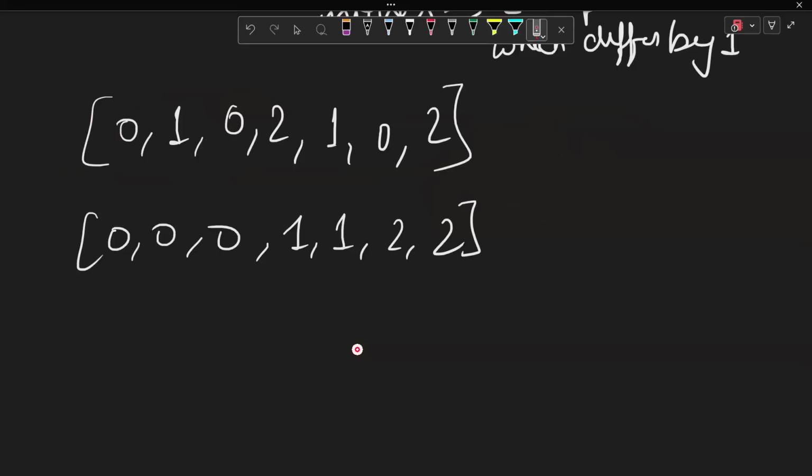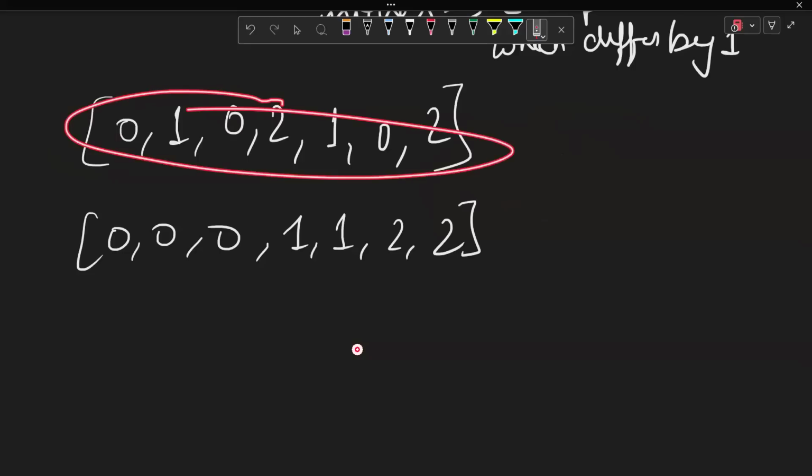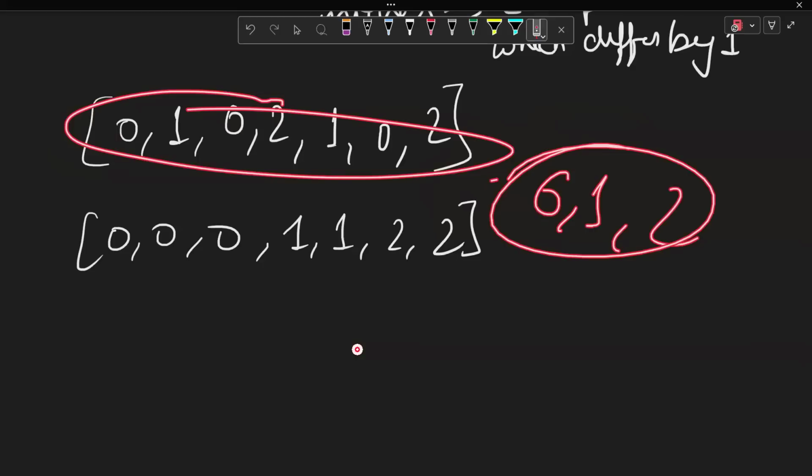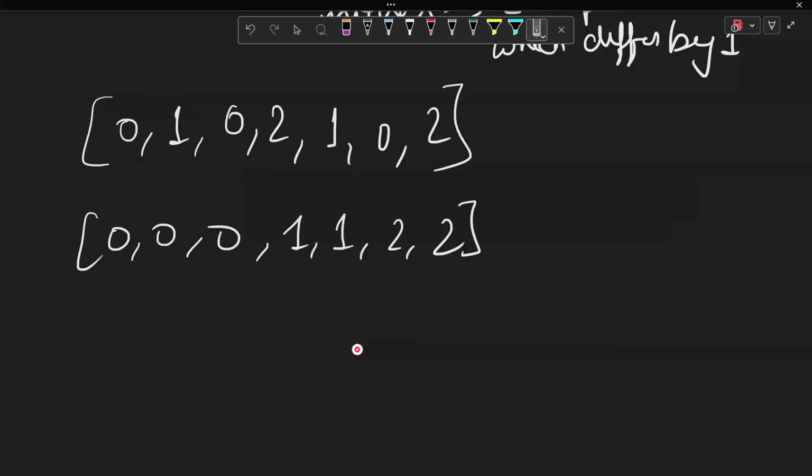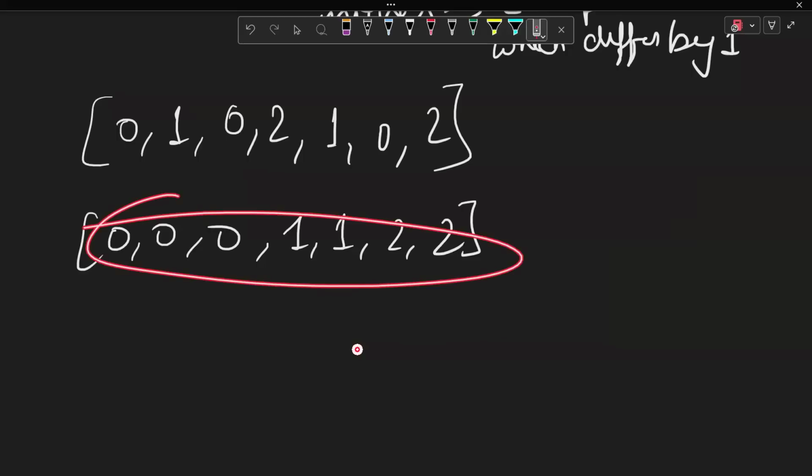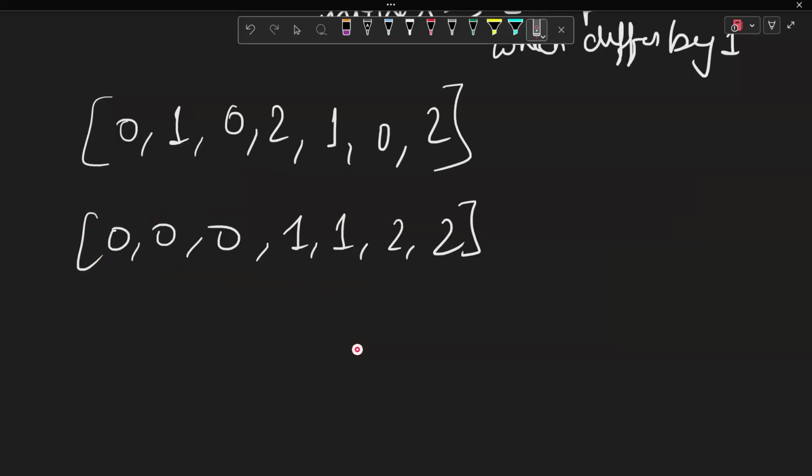The main thing is the elements are limited. You only have 0, 1, and 2. You don't have all the numbers. There can be only three possibilities: zeros, ones, and twos. So what can you say about your final sorted array? It is the number of zeros that you have, that many times 0, then the number of ones that you have, that many times 1, and then the number of twos that you have, that many times 2. That would be your final array.